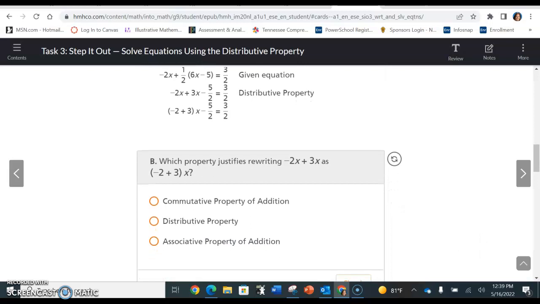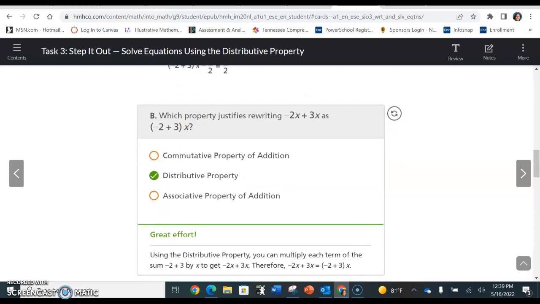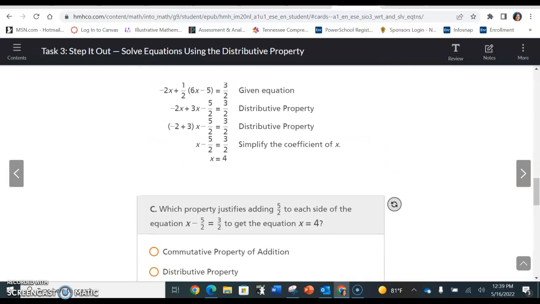All right, so it says which property justifies rewriting negative 2x plus 3x as negative 2 plus 3 times x. So they pulled the x out, but if I took x and multiplied it by negative 2, I'd get negative 2x. And if I took x times 3, I would get 3x. So this is just distributive property written in reverse. So that is still using the distributive property.